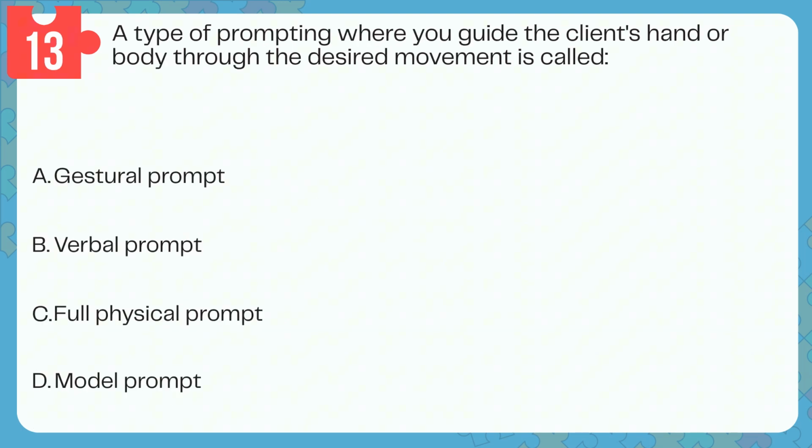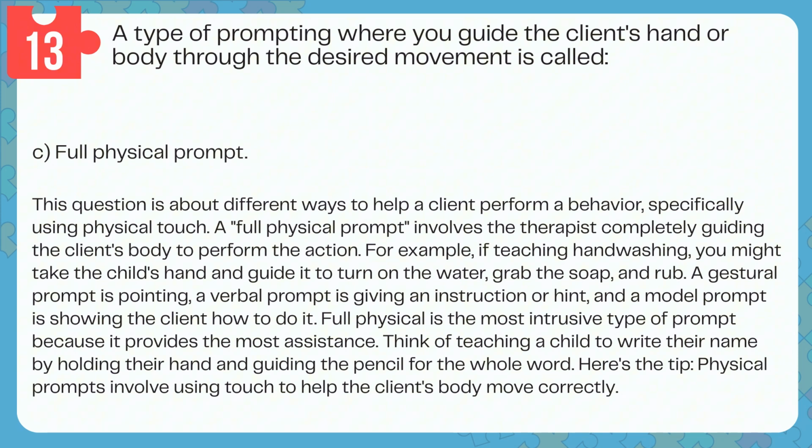Question 13. A type of prompting where you guide the client's hand or body through the desired movement is called: A. Gestural prompt. B. Verbal prompt. C. Full physical prompt. D. Model prompt. Answer: C. Full physical prompt.